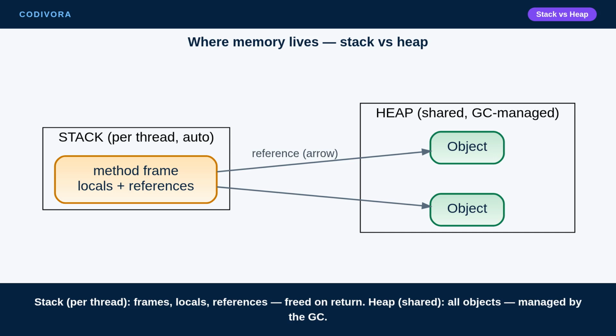Two regions. The stack is per thread and holds method frames, local variables, and references, the arrows, and it's freed automatically when a method returns. The heap is shared and holds every actual object. So the variable, the arrow, sits on the stack, but the object it points to lies on the heap. The heap is the GC's whole job.